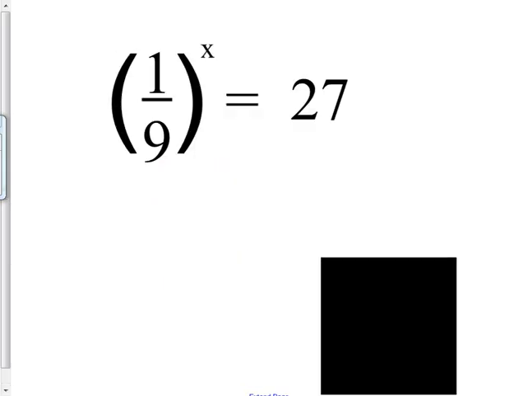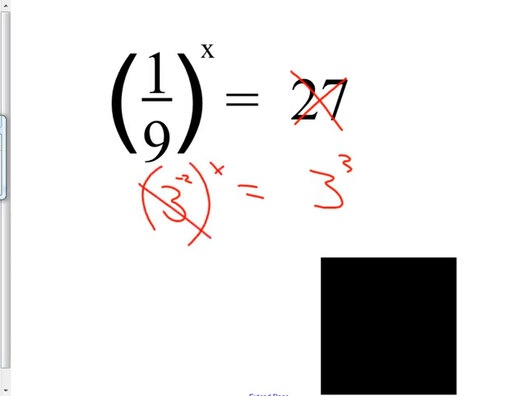Look at these two. What base do they both have, and don't say 9? 3. So, if you just had to say 9, didn't you? 3 to the what is 27? Third. And if I could write the 9 as 3 to the something, then I'll be good. 3 to the second would give me 9, and then negative second. And now the bases can cancel. So negative 2x has to equal 3. It's all from there. You getting this?